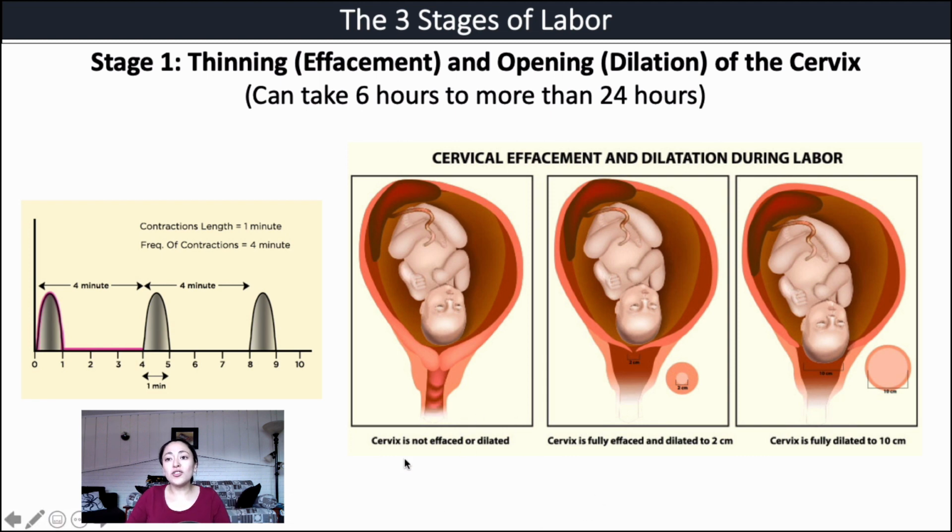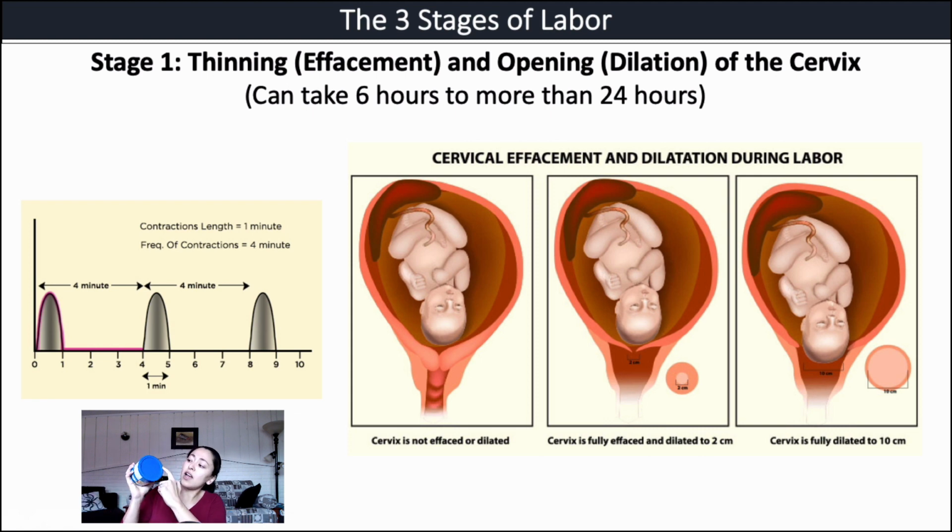So initially the cervix is not effaced or dilated. However, these contractions help to soften or thin out the cervix, and then also help it to become dilated. As you can see here, the cervix is thinner, and now it's starting to dilate. A full dilation of the cervix is 10 centimeters, and this is how wide it has to be to allow the baby's head to get through.